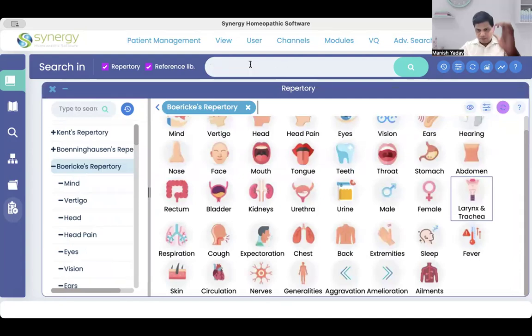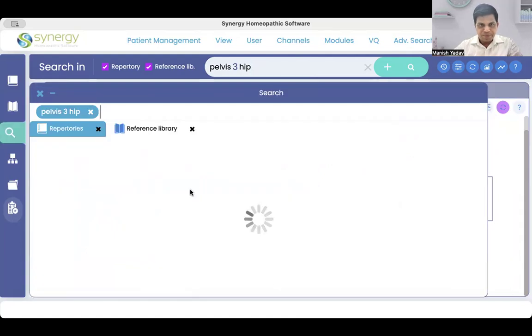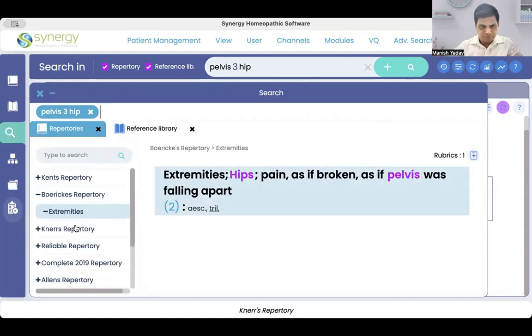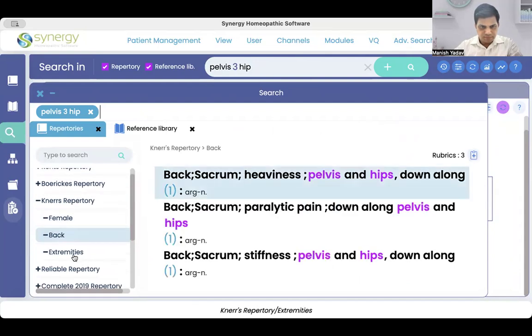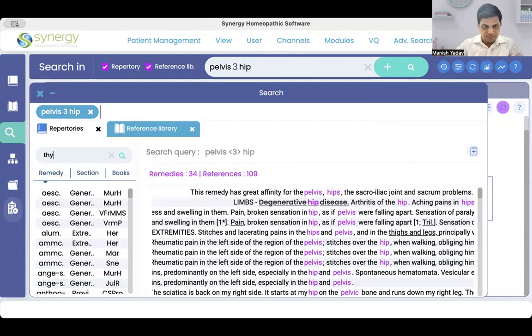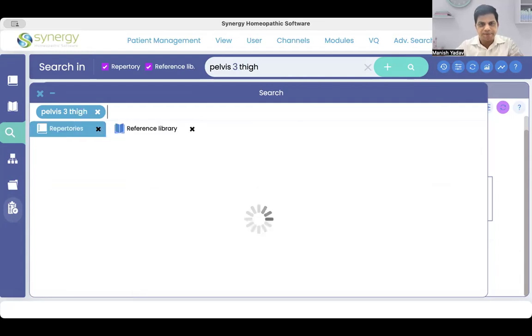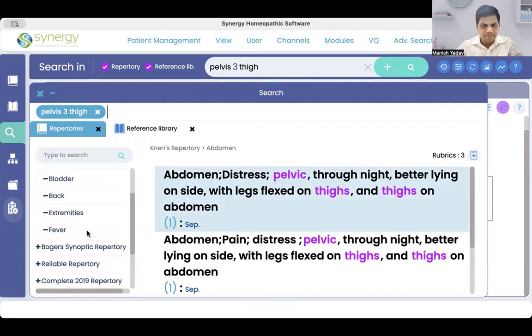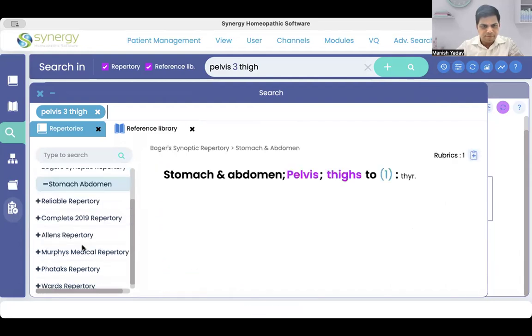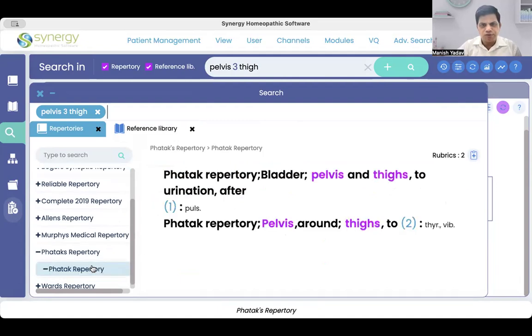Hip. Let me search. Pelvis. Oh, sorry. Pelvis to thigh. Pelvis to thighs. Achha, it is there in Google. Pelvis to thigh. Oh, I showed you this, right? So pain in the pelvis goes to the thigh region. Okay, I've shown you. I think I've done everything now. Pelvis to thigh around: Thyroidinum and Viburnum.